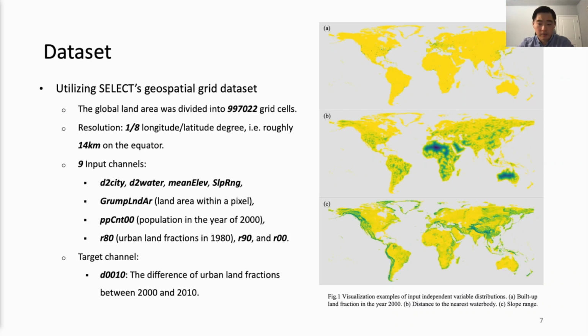The target channel is the difference of urban land fraction between 2000 and 2010. That is the urban land change during this time period. To give you a sense of the data, Figure 1 shows some of our input attributes. A is the built-up land fraction in the year 2000, B is the distance to the nearest water body, and C is the slope range.